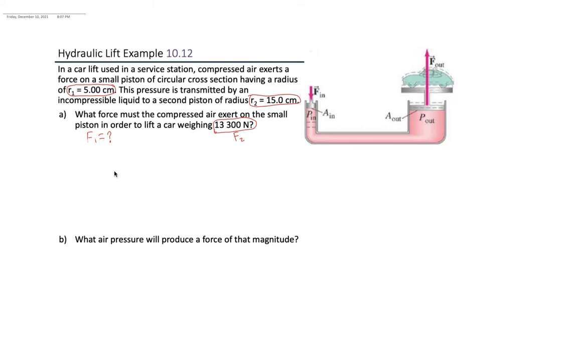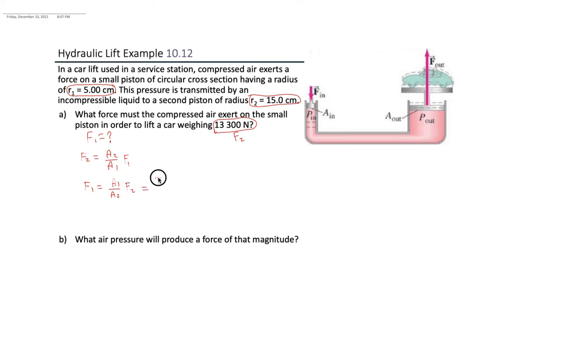Okay, so now let's apply Pascal's principle. So F2 equals A2 over A1 times F1. Okay, in this case we are actually looking to solve for F1. F1 means the force on the smaller side, so F1 equals A1 over A2 times F2, and now we simply need to plug in the numbers.